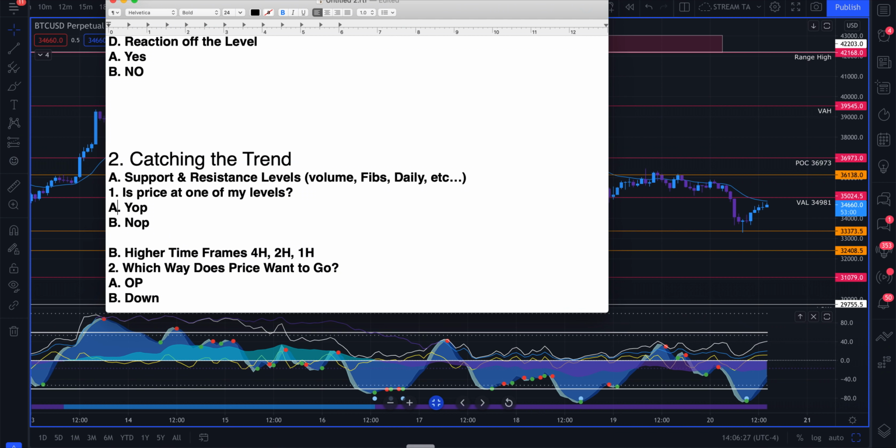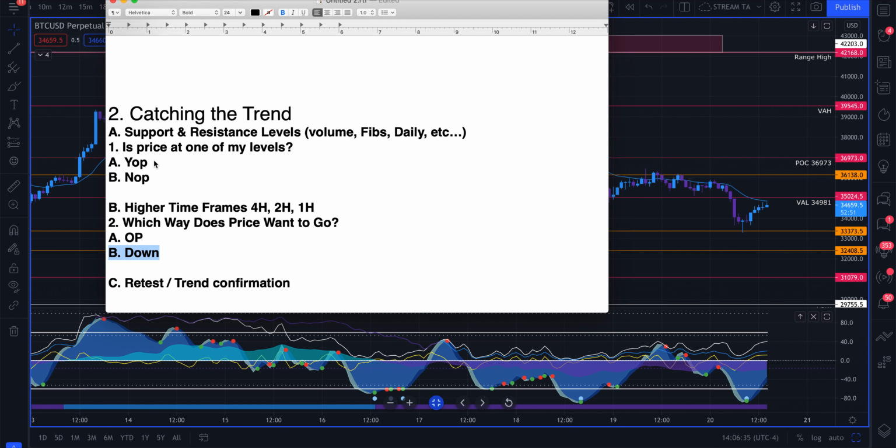So the higher time frames, what I consider the medium time frames, the 4-hour, the 2-hour, and the 1 hour, price looks like it wants to go down. So is price at one of our levels? Yes. Which way does it want to go? Down.